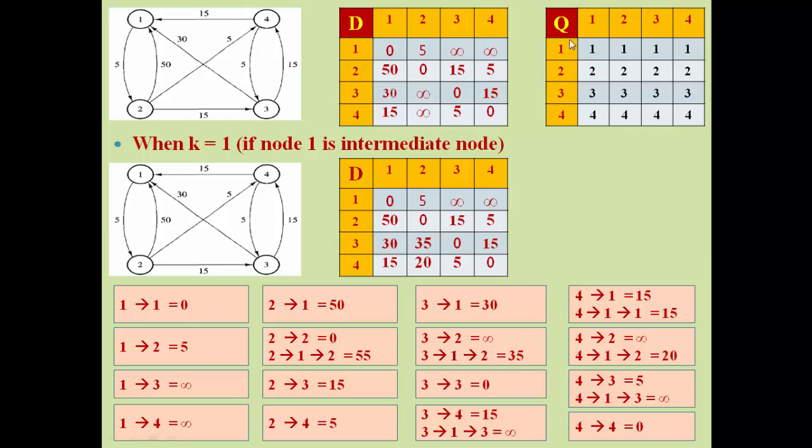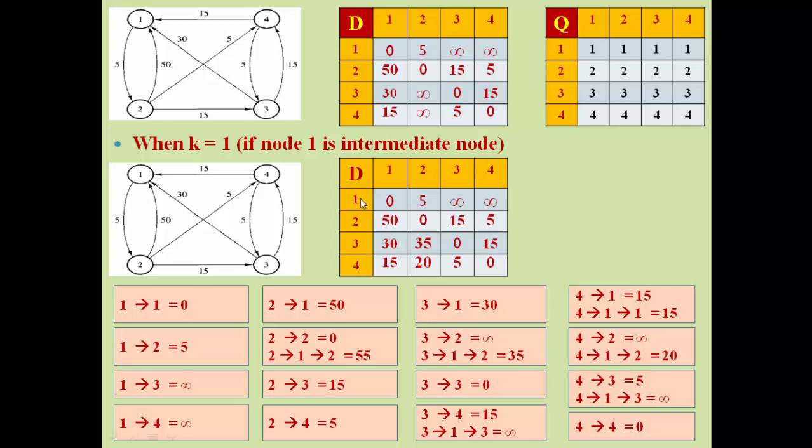We have to identify the new values of our Q matrix, and it depends on the values of the capital D matrix. So we just compare our D matrix with the previous D matrix. This is the D matrix when we consider node number 1 as an intermediate node, and this is the initial value of the capital D matrix. We just check whether there is any difference between these two matrices. If yes, then we note down the difference.